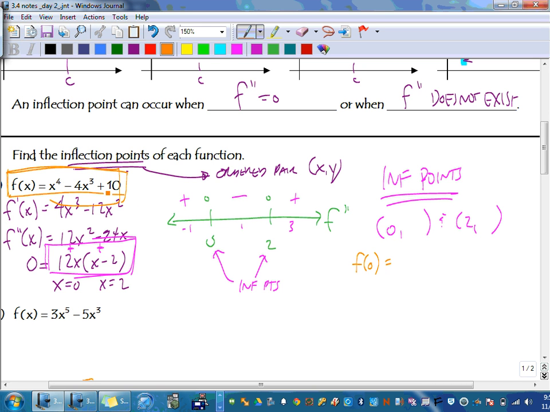So here, if we put 0 into that original equation, we're just going to get 10 out. If we put 2 into the original equation, we get 2 to the 4th minus 4 times 2 cubed plus 10. So we get 16 minus 32 plus 10. We're going to end up with negative 6 for that y value of that inflection point.